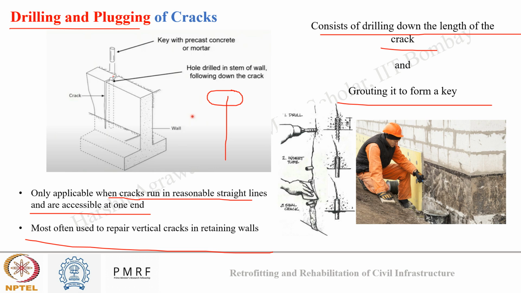In this, we drill a hole down through the length of the crack. Okay, and then we grout it to form a key, and then we place a key on the surface to close the crack. The key may be made of precast concrete or mortar, and it will close the crack. So here in this image you can see, first drilling was done, then grouting was done, and then a key was inserted, and then the crack was additionally sealed at the surface also. And in this image you can see, for a retaining wall, drilling and plugging is carried out. This is horizontal drilling and plugging that has been carried out here.